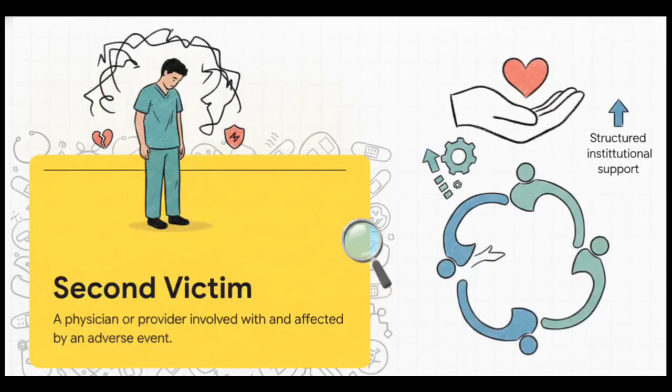Another heavily tested concept is the second victim phenomenon. Patients and families absolutely need support after an adverse event, but the healthcare provider often suffers in silence. The second victim refers to the intense anxiety, loss of confidence, and psychological trauma that the physician experiences. Acknowledging this and providing structured peer support is a massive piece of building a true culture of safety.